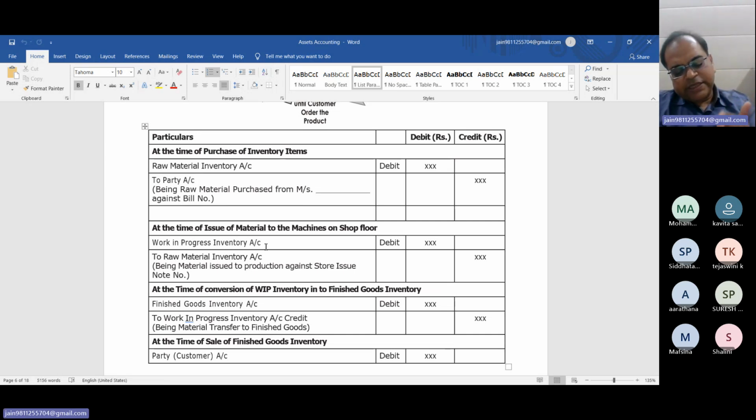Whenever we purchase the material, which material? Raw material, which is used for production of goods. If you are a trader, your business is just to purchase the material and sell the goods. Then the entry is purchase account debit to party, purchase account debit to cash, or purchase account debit to bank.